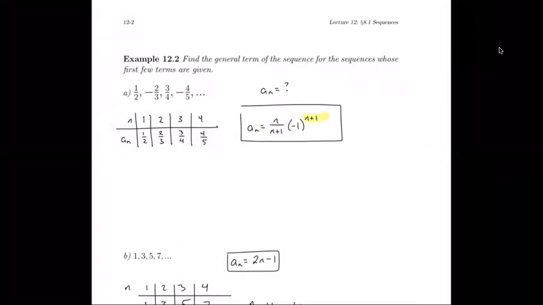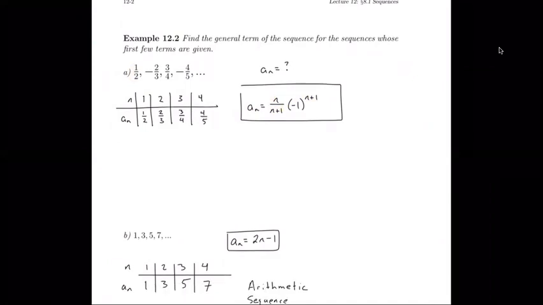So now when we plug in n equals 1 to find a1, this is now -1 to the 1 plus 1. So -1 squared is +1. That's going to leave us with 1/2 after we apply the rest of the formula. Okay, so this works out. It's one way to get to these general formulas, these general rules.